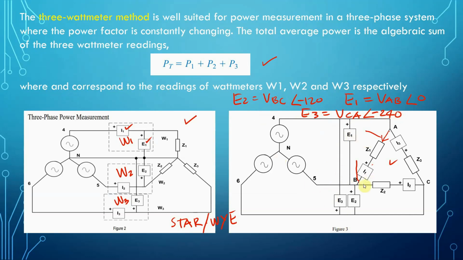And you already know the difference here. For delta connected load, this is the line-to-line voltage directly connected across the load. And for Y connected load, we have the line-to-line voltage here, and the voltage across the load is the line-to-neutral voltage. Okay? And then you just add, as I've said, P total here will be equal to the wattmeter readings W1 plus W2 plus W3. This will give you the total power.